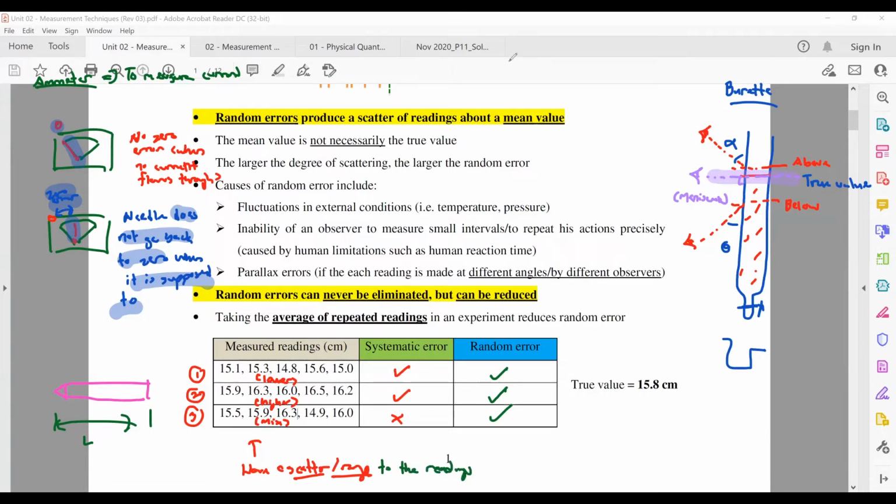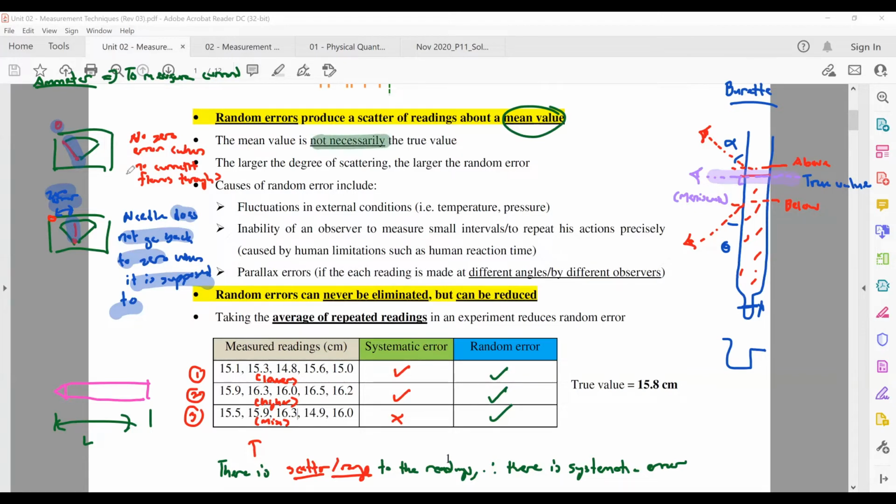Okay, so I better write it. There is scatter or range to the readings, therefore there is random error. Okay, so now all this scatter here, the scatter you're reading here, or the range of your readings here, is actually centered about a mean value. Okay, they are centered about some sort of mean value. The mean value is not necessarily your true value.